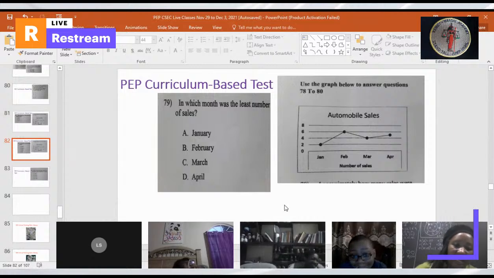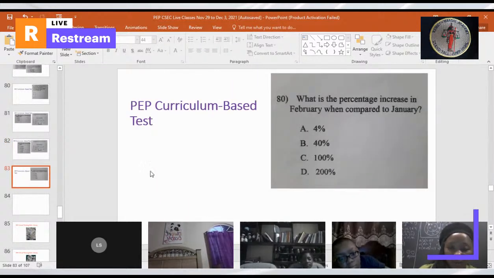And 79, in which month was the least number of sales? Miss, January. This is clear. Yes, January have the lowest, 2. January was the least. And the final question, so we have made it through all 40 questions. What is the percentage increase in February when compared to January?